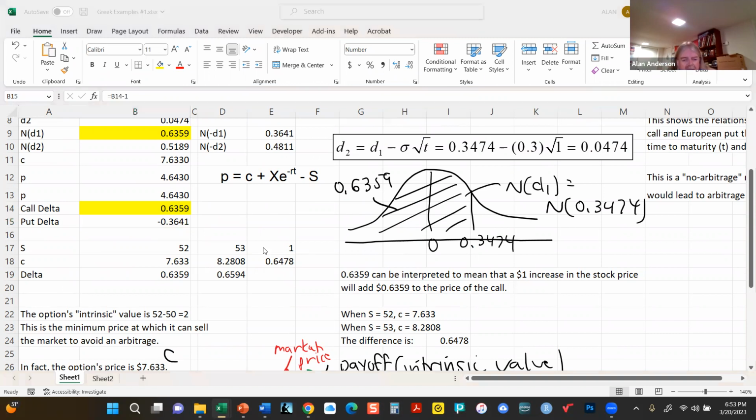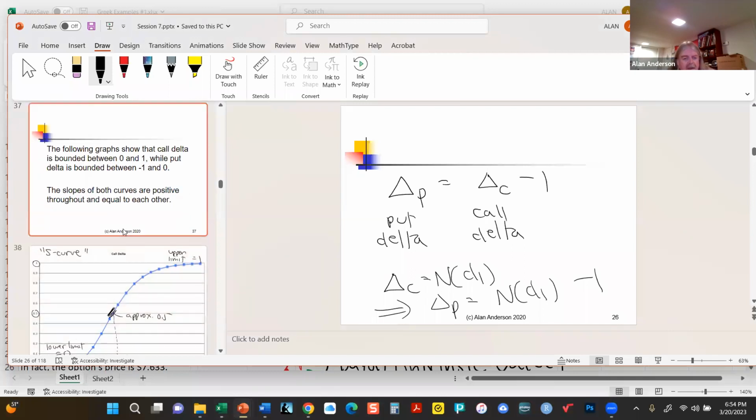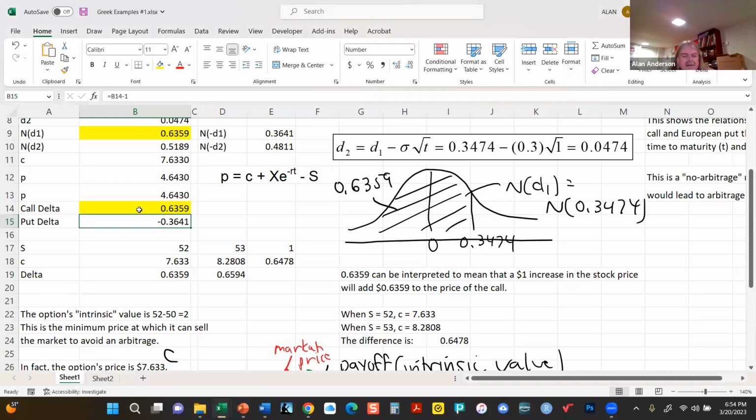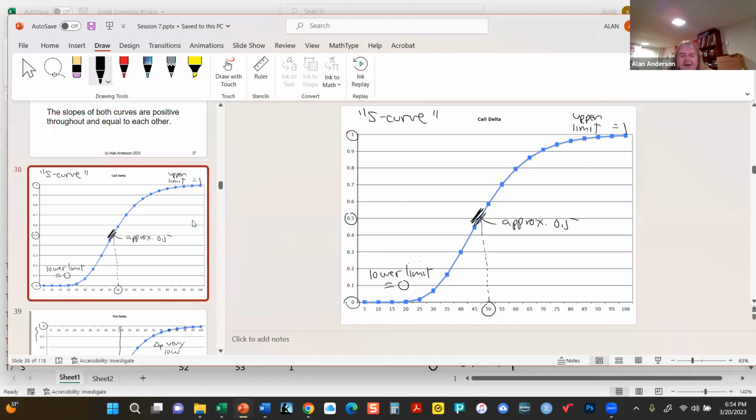Now, I think I do have some graphs in here. Here we go, this is what I was looking for. Imagine yourself taking this example and changing the stock price $1 at a time, and then recalculating the delta for the call. Then you plot this on a graph. What would it look like? Well, I'm glad you asked because it's right here.